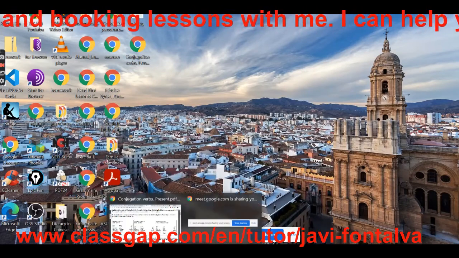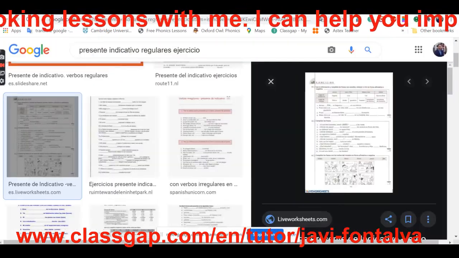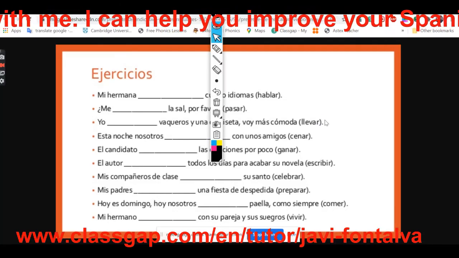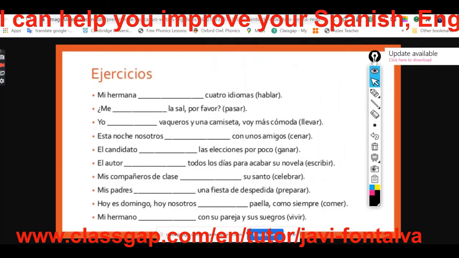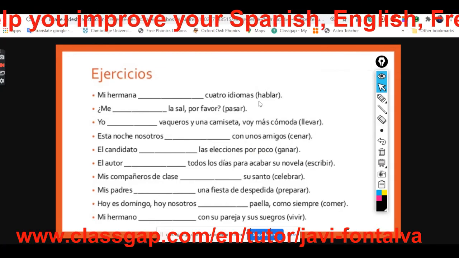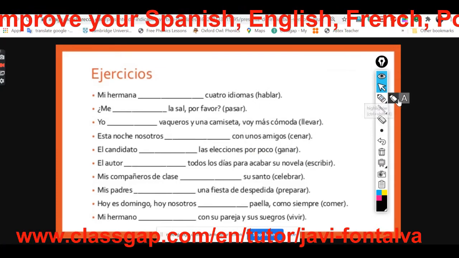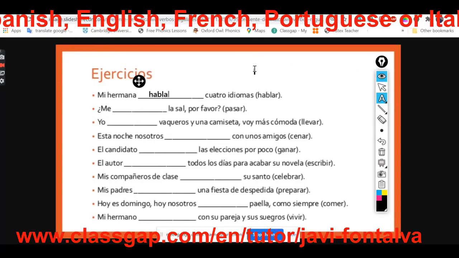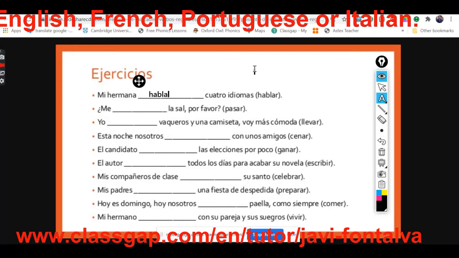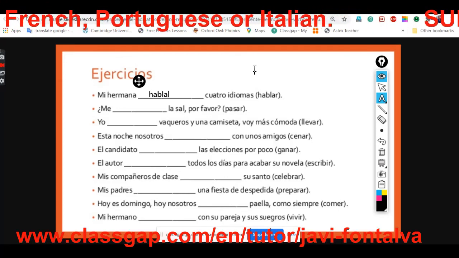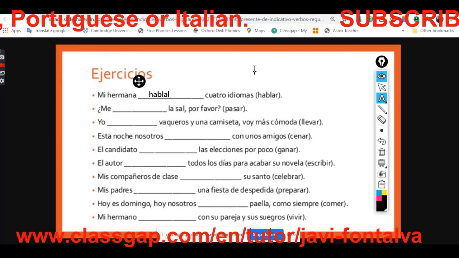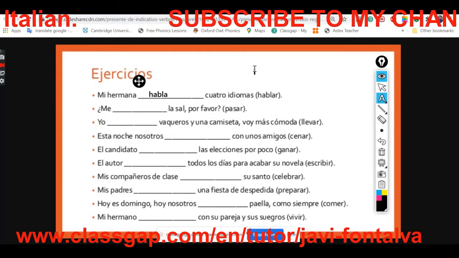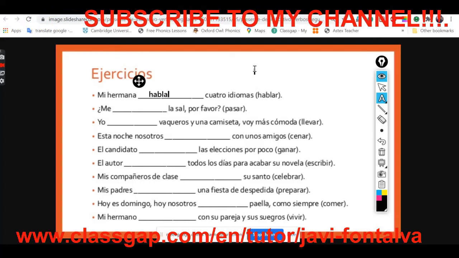So I have a few sentences here without the verb. So the infinitive is here at the very end. Mi hermana habla. Mi hermana habla 4 idiomas. What does that mean? My sister speaks 4 languages.